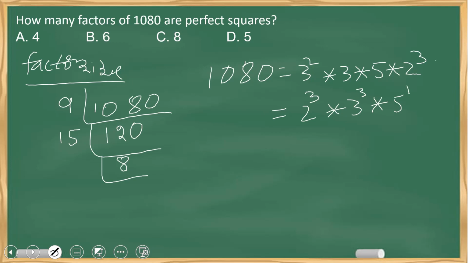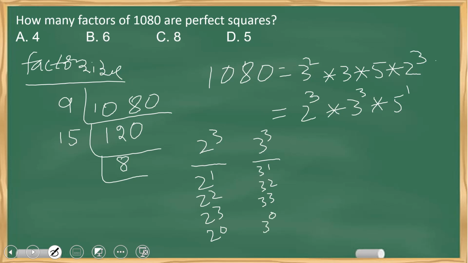Now write the factors of 2 cube: 2 power 1, 2 power 2, 2 power 3 and 2 power 0. And next 3 cube: 3 power 1, 3 power 2, 3 power 3 and 3 power 0. Next 5 power 1 and 5 power 0.